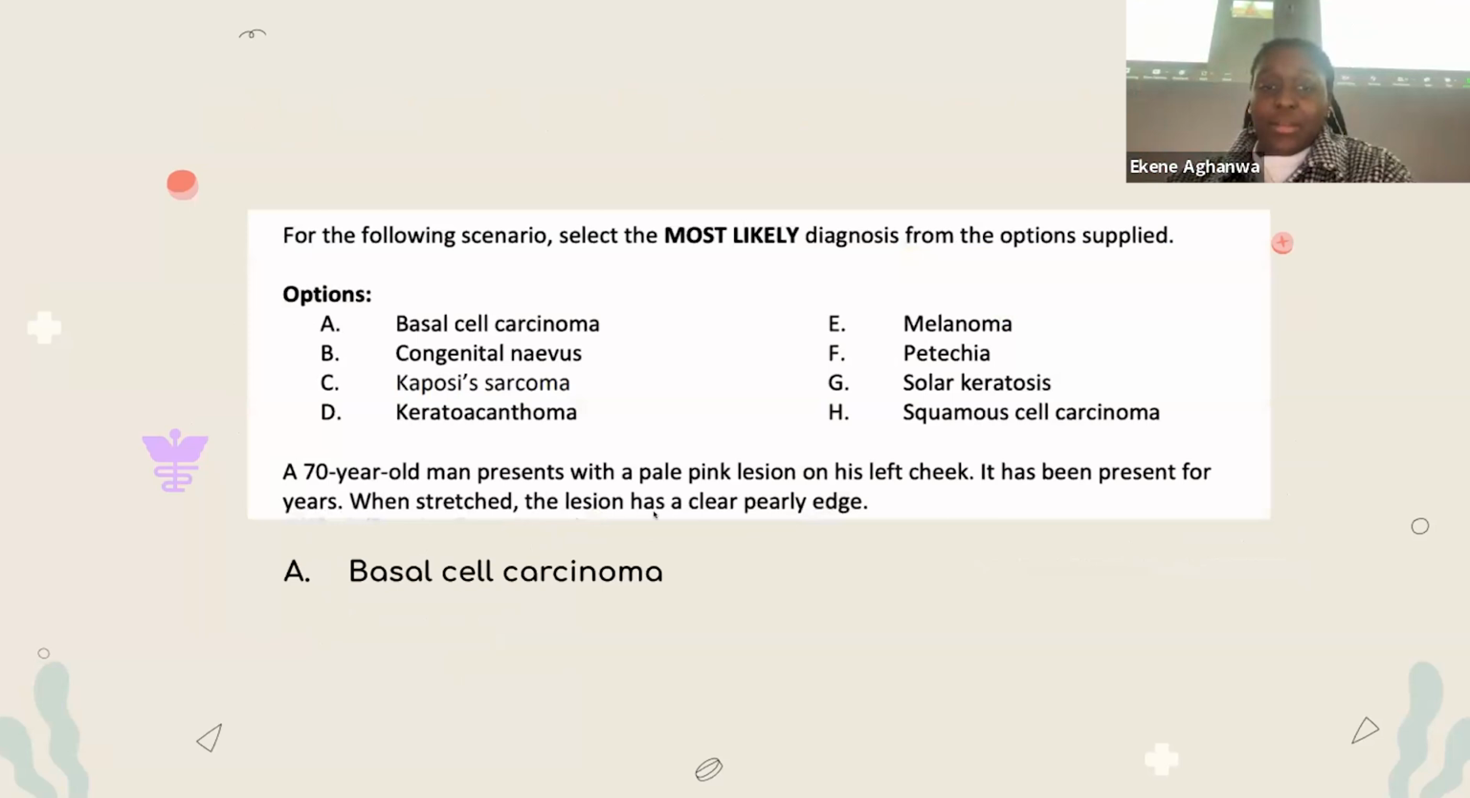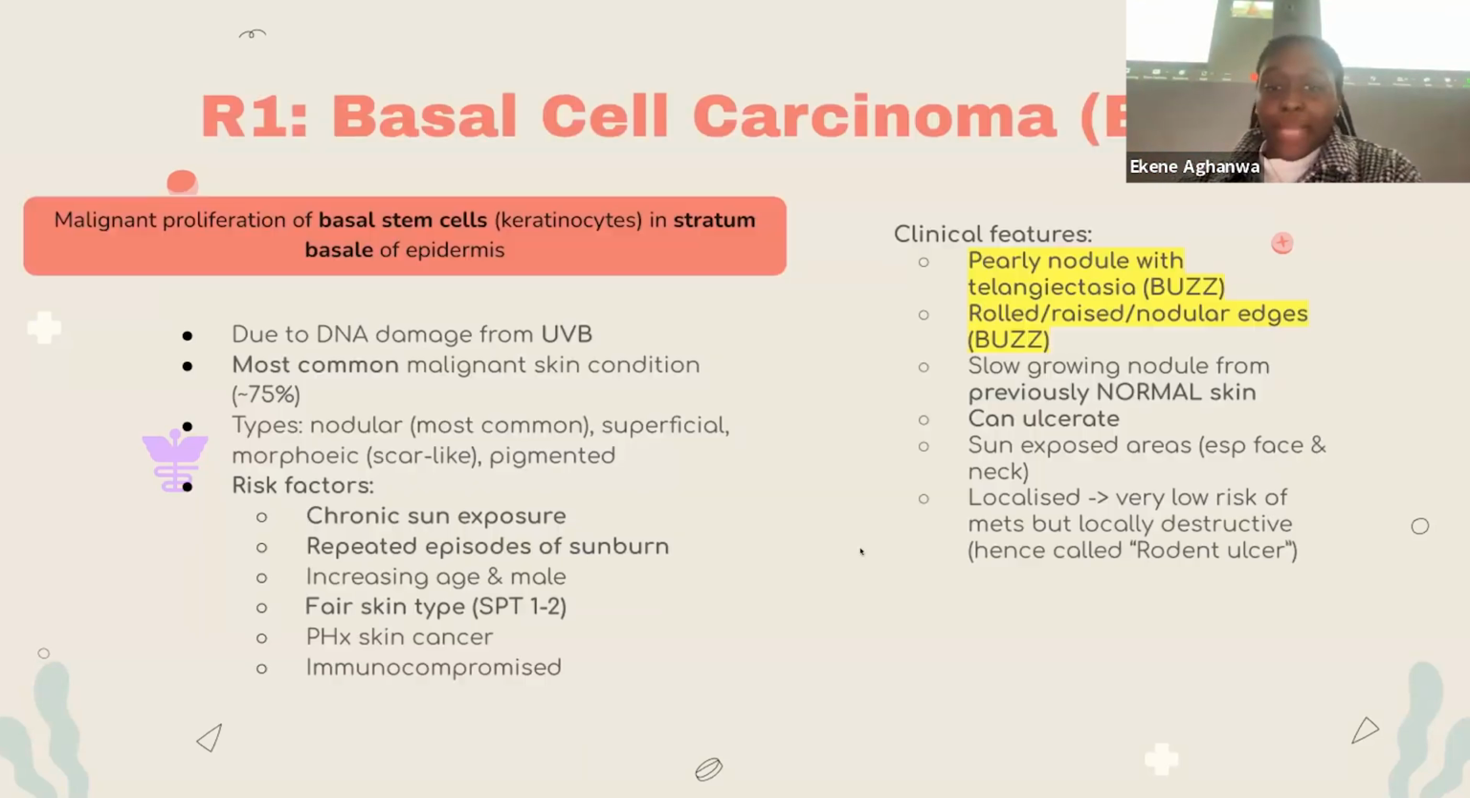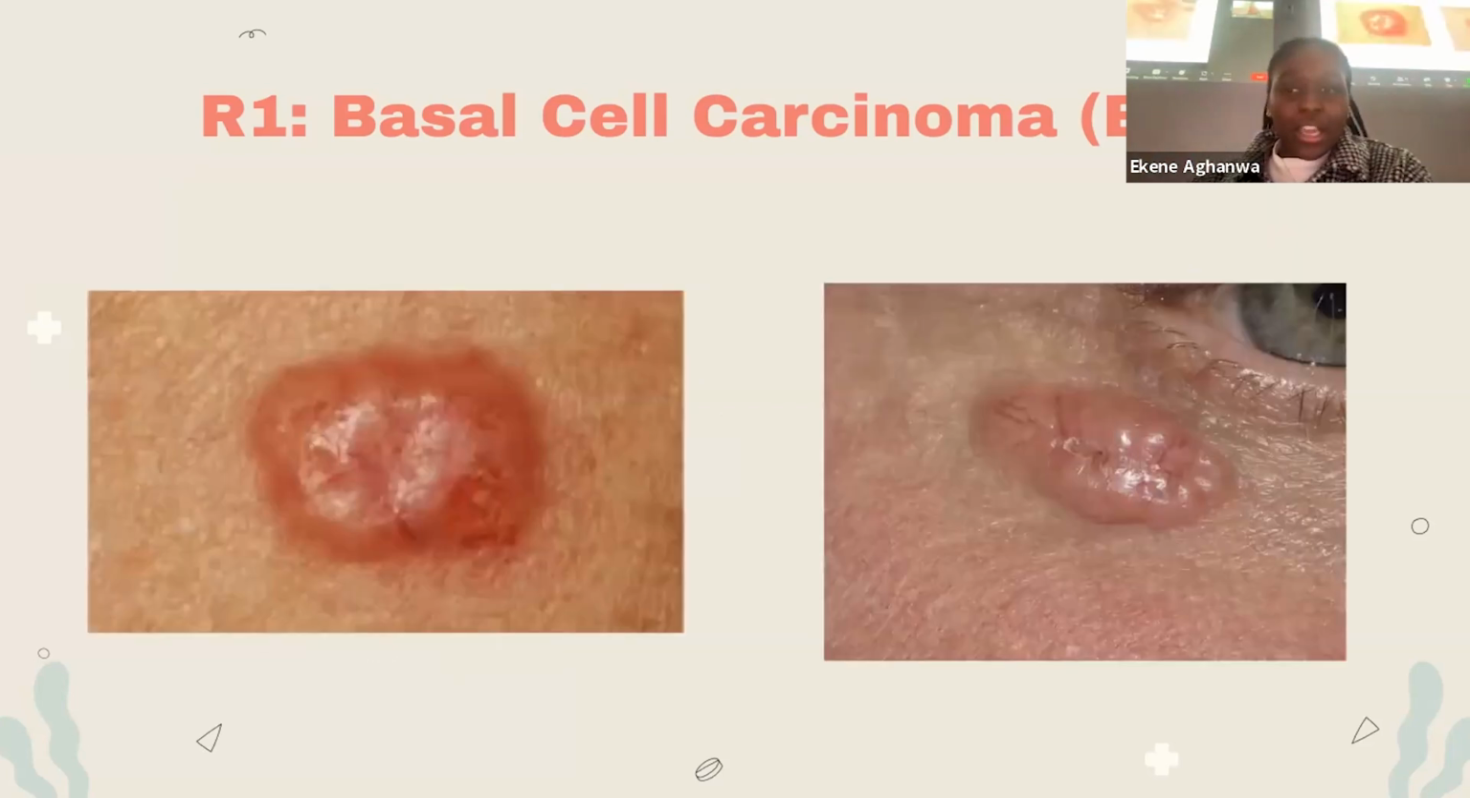That's similar to how they described it here, a clear pearly edge. They have a lower potential to metastasize compared to SCCs and melanoma, but they can cause quite a bit of destruction locally where they are. That's why they also call it a rodent ulcer. Fun fact. Here are some pictures. You can see it has a pearly sheen to it. It has rolled edges as well. You can see the blood vessels, so that's the telangiectasia. And if you have a look, it's located on this person's face. It occurs on areas where there's a lot of sun exposure, so the face and the neck.